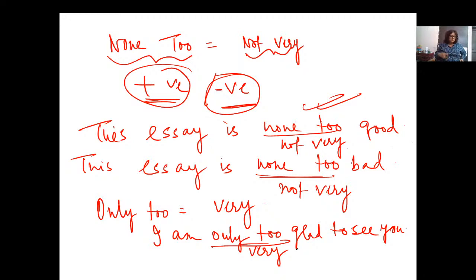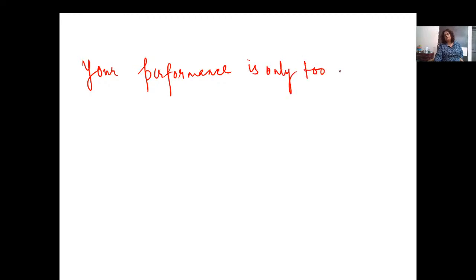Is that clear? Your performance, if I am writing: your performance is only too bad. What's the meaning of that? Your performance is only too bad. That means only too means very, very bad. Your performance is very bad. The ultimate meaning: after too we take a negative word, and after only too we can take a positive word. But before too we have to take only.